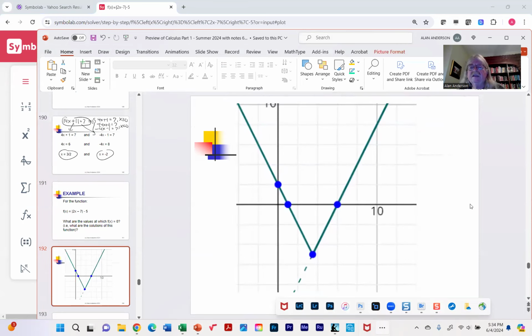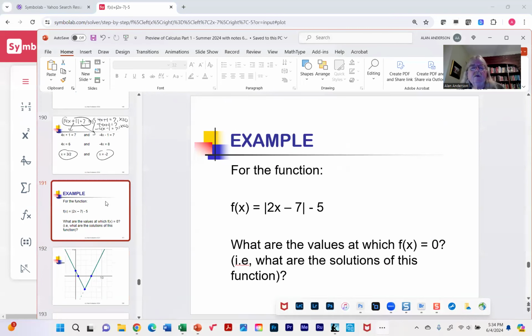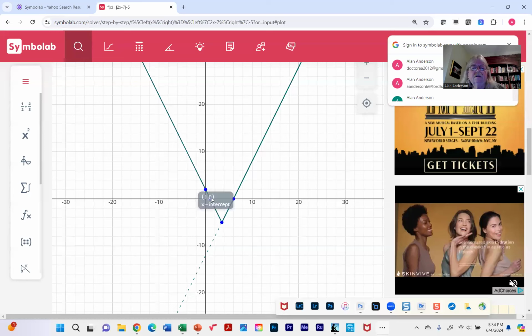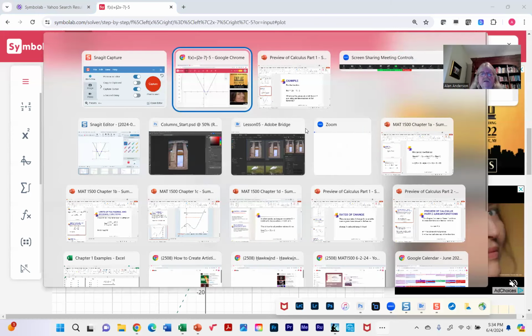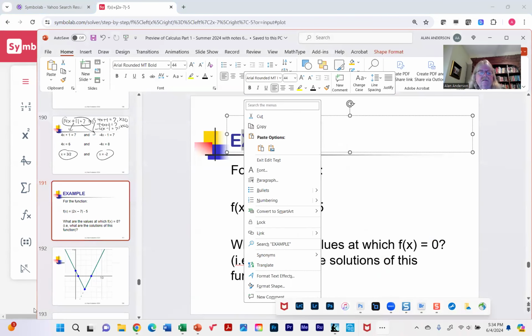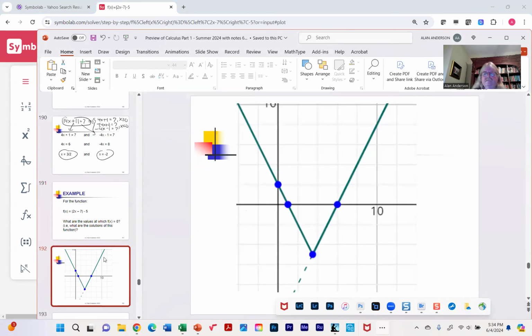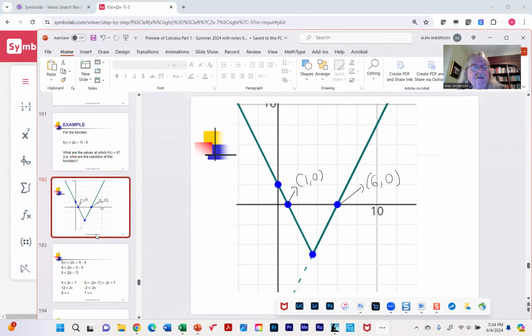So now, interestingly enough, in this case, both of these points are on the right side of the vertical axis. So they're both positive, which can happen. And when we hover, the points are (1, 6) and (6, 0). What we have to do now is show why. Why is this correct?